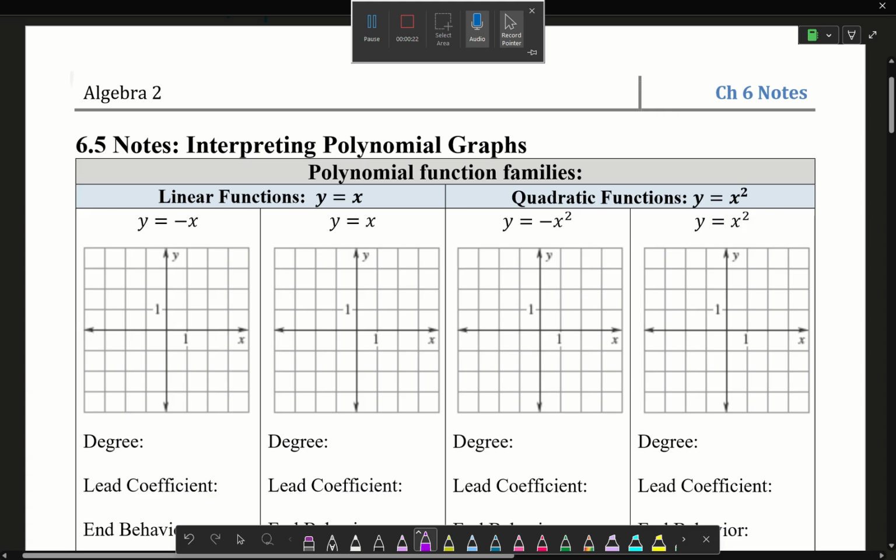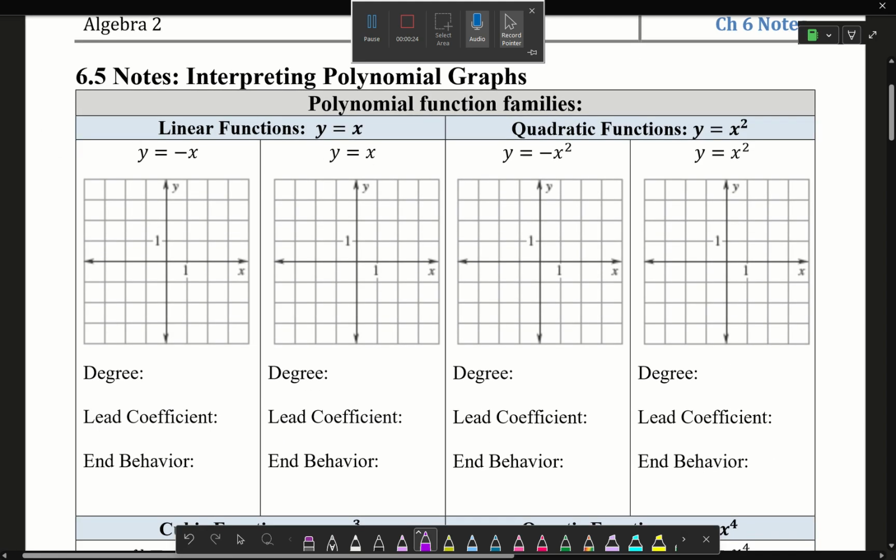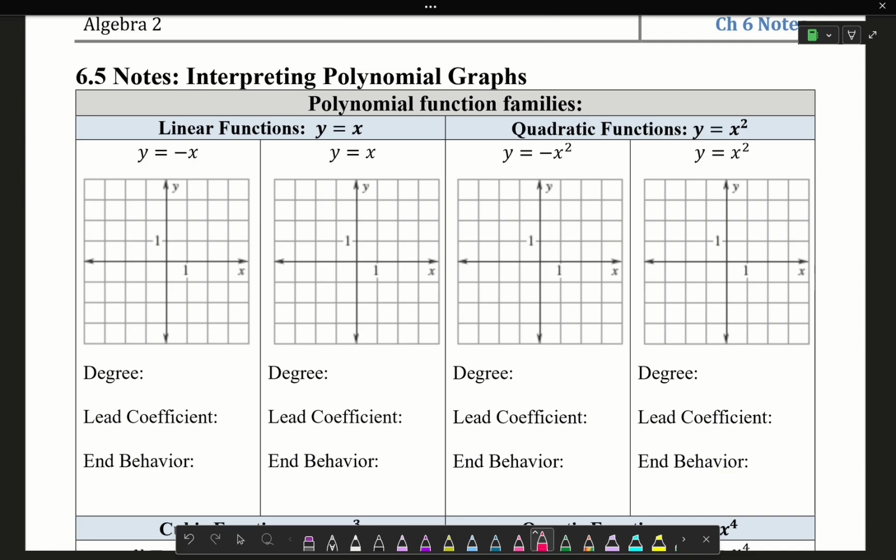So to begin, we have a series of graphs here, starting off with linear functions that we are going to sketch and talk about their degree, lead coefficient, and end behavior. So first, let's get a sketch of these graphs. A linear function is just going to create a straight line. Each of these ones, y is equal to negative x and y is equal to x.